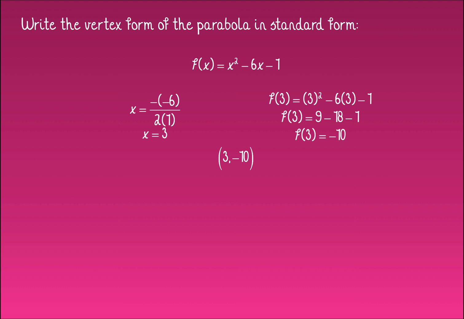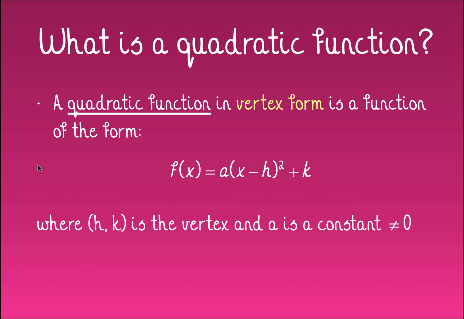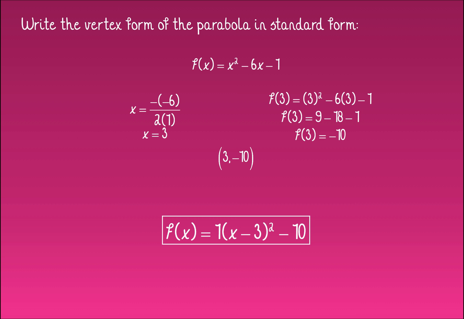Now all I need to do is plug in the vertex into this formula here. So f of x is equal to 1, since my a value we could see as 1, times x minus 3 squared minus 10.